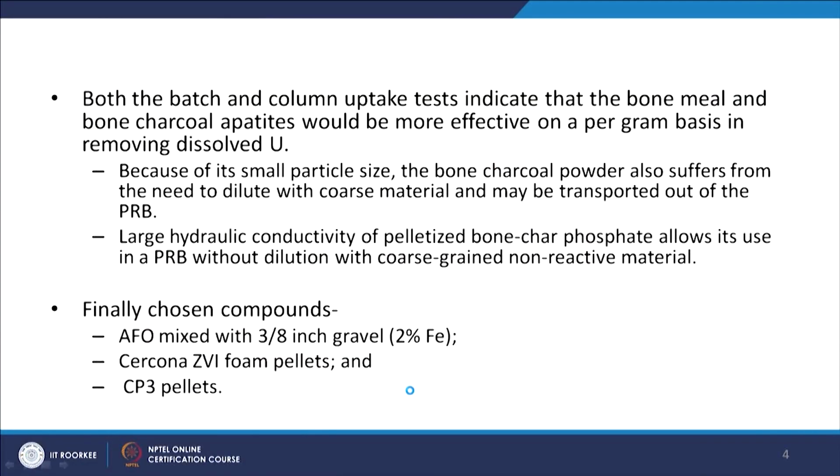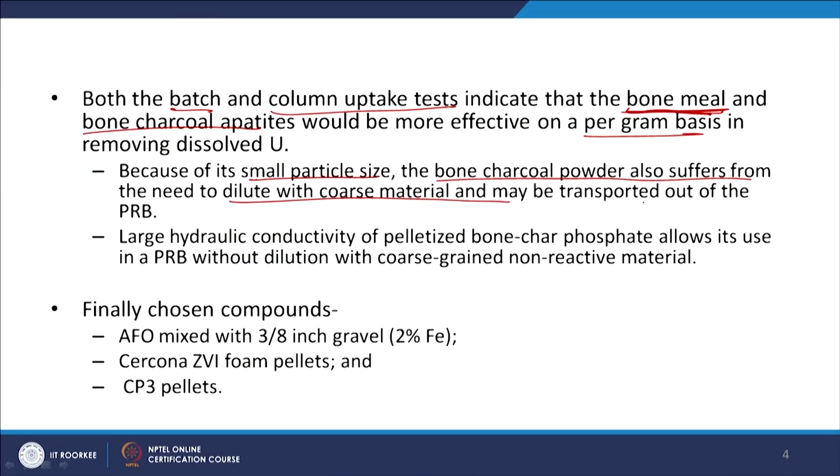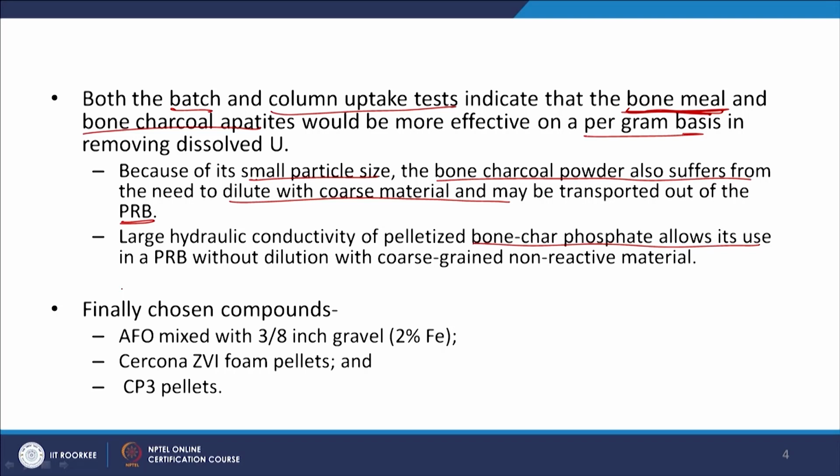So let's look at some of the summarized data here. Both batch and column uptake tests indicate that, if you look at the data, or you can remember the data, the bone meal and bone charcoal did pretty well on a per gram basis, right? Because of its small particle size, bone charcoal powder suffered from the need to dilute with coarse material, because the size was too small, and thus permeability issues. So it had to be diluted with coarse material, otherwise it might be transported out of the PRB.